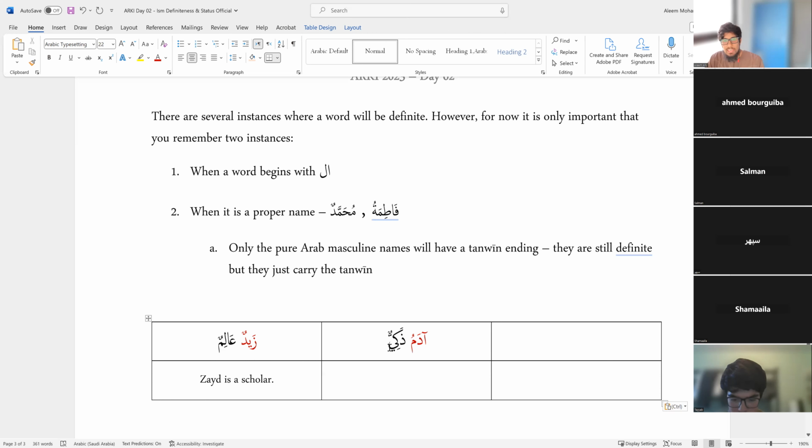So Adamu Zakiyun, right? So Adam is the name Adam, and then Zaki is like intelligent or smart. Okay, good stuff. Adam is intelligent, right? And then the last one here, Muhammadun Sadiqun. So Sadiq means trustworthy. So how would you guys translate that? Okay, awesome stuff, guys. Muhammad is trustworthy, right? And those are our two parts there. I'll highlight that for you guys.